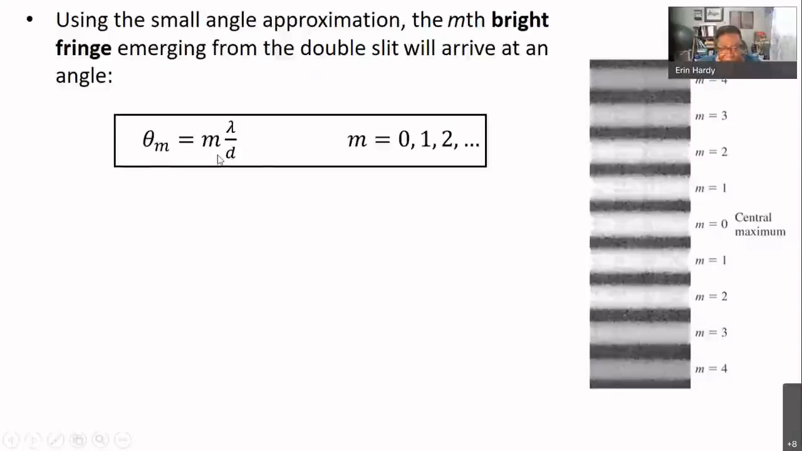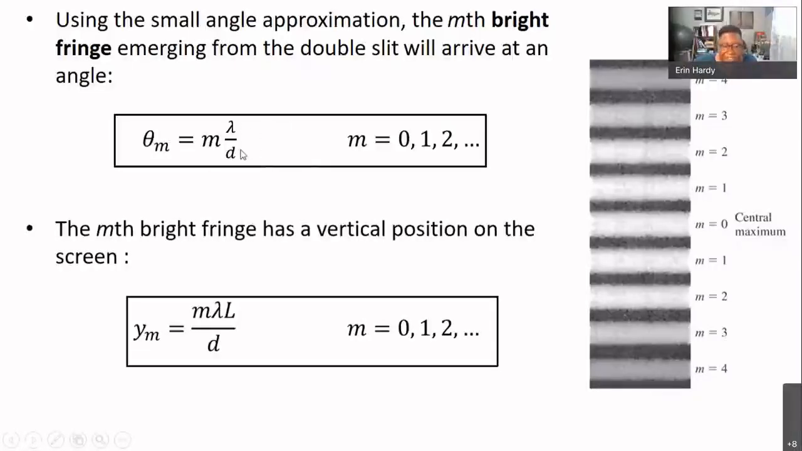Now for this angle, there is some meaning to the theta sub 0 angle. It is just going to be 0 radians measured with respect to the horizontal. But for each higher order mode, it's going to be lambda over d multiplied by an integer. That's how we can figure out where these bright fringes, these bright stripes, would show up on the screen.